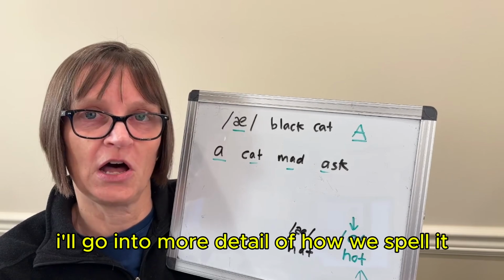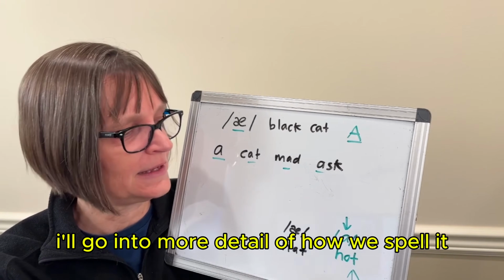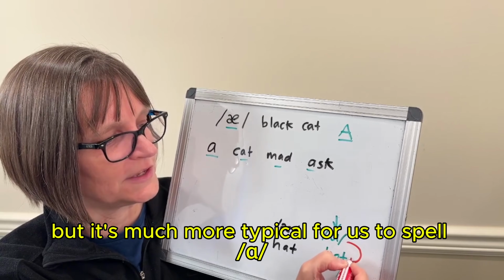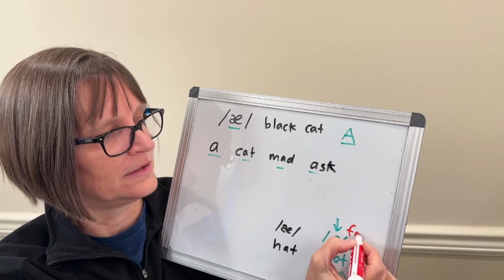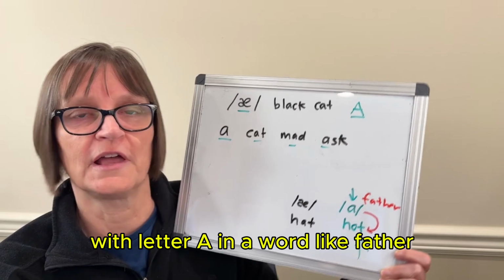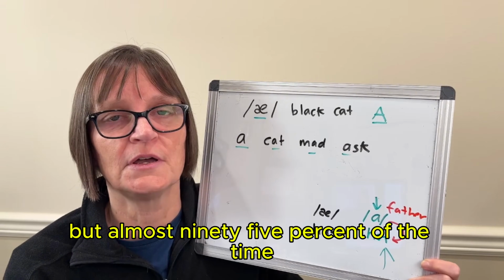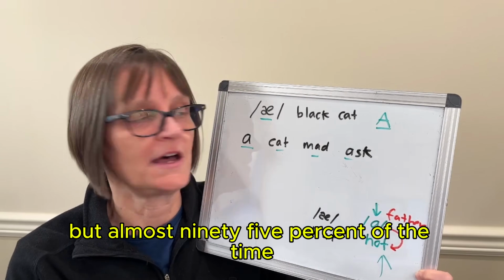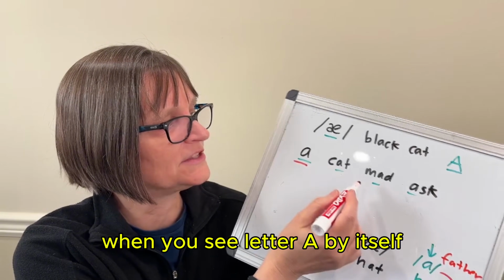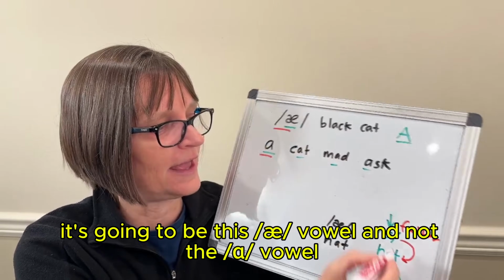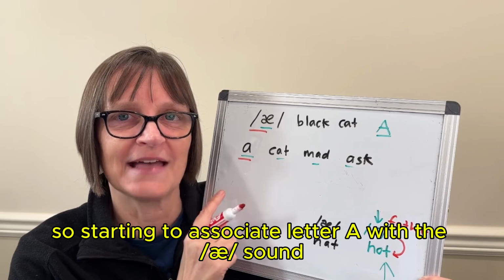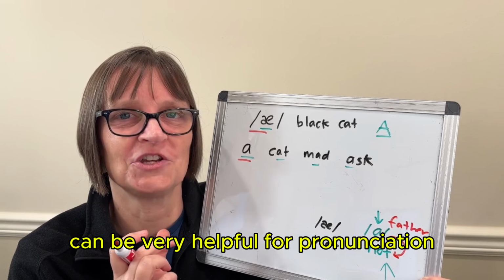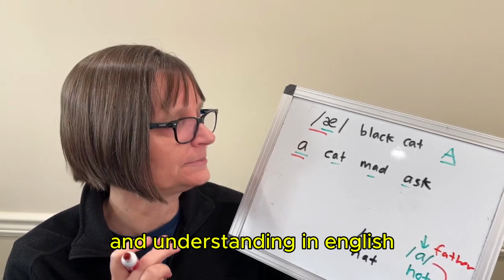When we talk about the ah vowel, I'll go into more detail of how we spell it, but it's much more typical for us to spell it with letter O. We do spell it with letter A in a word like father, but almost 95% of the time, when you see letter A by itself, it's going to be the black cat vowel and not the ah vowel. So starting to associate letter A with this sound can be very helpful for pronunciation and understanding in English.